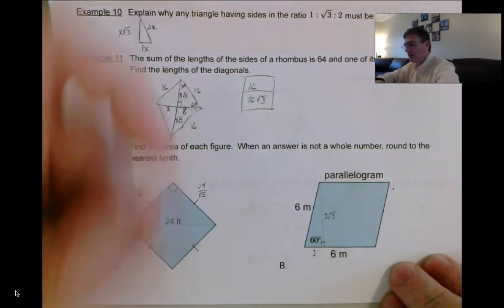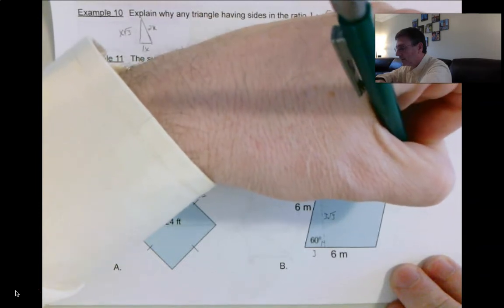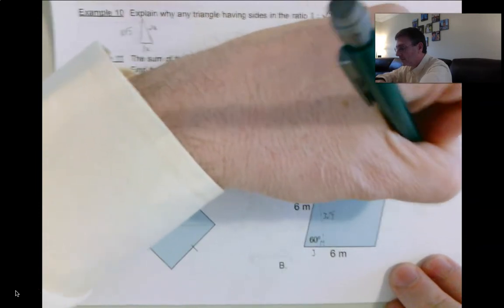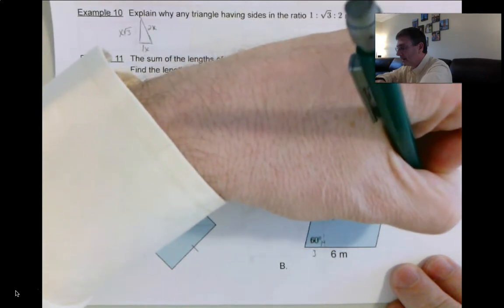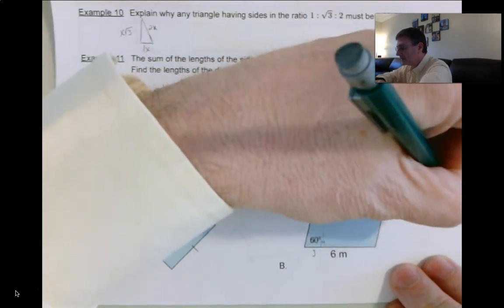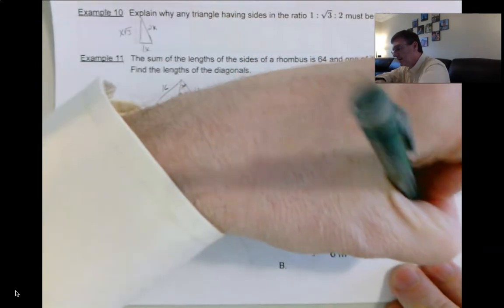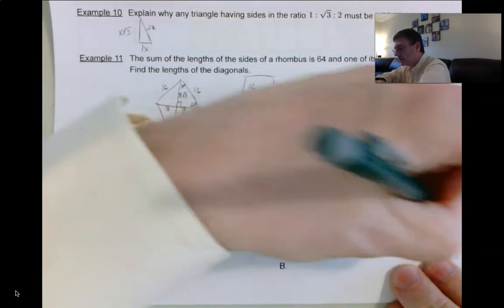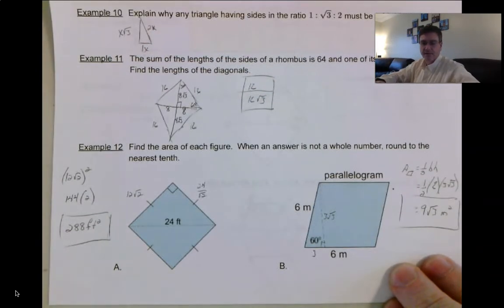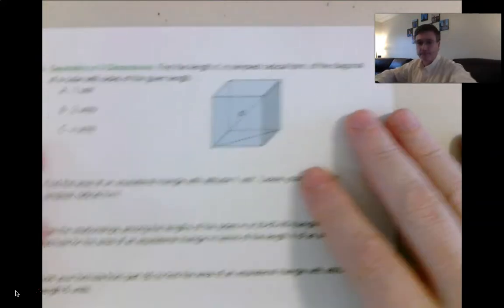So now the area of our parallelogram is equal to 1/2 base times height. 1/2 6 times 3 square root 3. Half of 6 is 3. 9 square root 3 meters squared is the area of this parallelogram. That's example 12. Example 13.